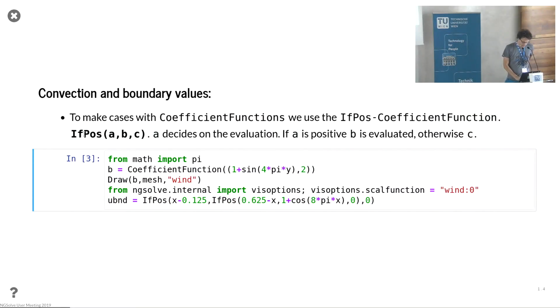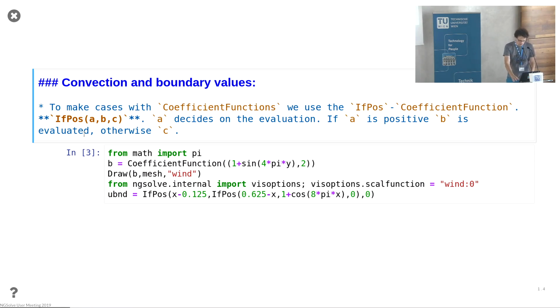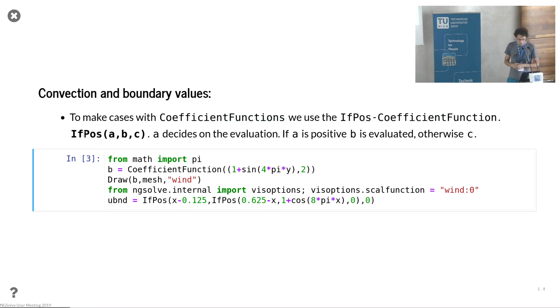So we use this if-pos coefficient function again. So this is the coefficient function which decides based on the first argument if it evaluates as a second or the third argument. And here we have this strange-looking function x minus 1/8. So that means whenever we are left of the 1/8, then we evaluate with the second argument, which is just a 0. If we are on the right, we evaluate the interior coefficient function, so which is this guy.